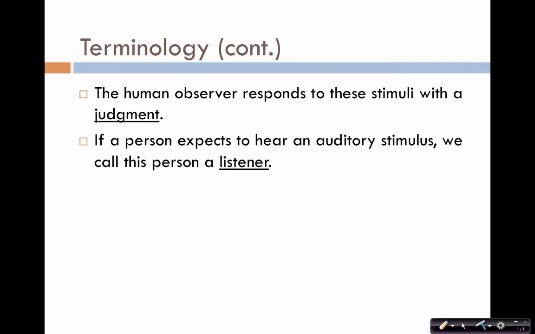Taking this concept further in psychophysical measurement, the human responds to stimuli with judgments. That is to say, they make some judgment about the presence or absence, for example, of an auditory stimulus. If we're talking about a psychophysical measurement involving an acoustic stimulus, the person responding to that stimulus can be called a listener.